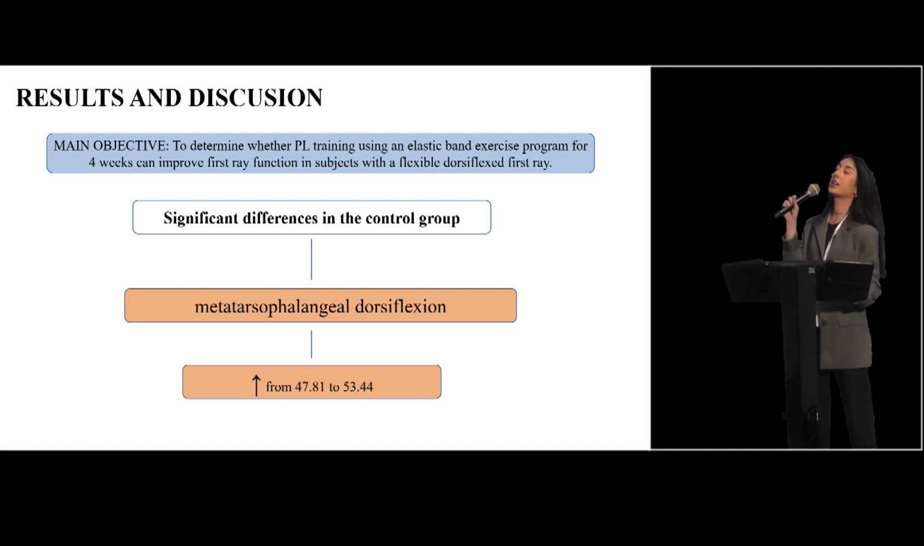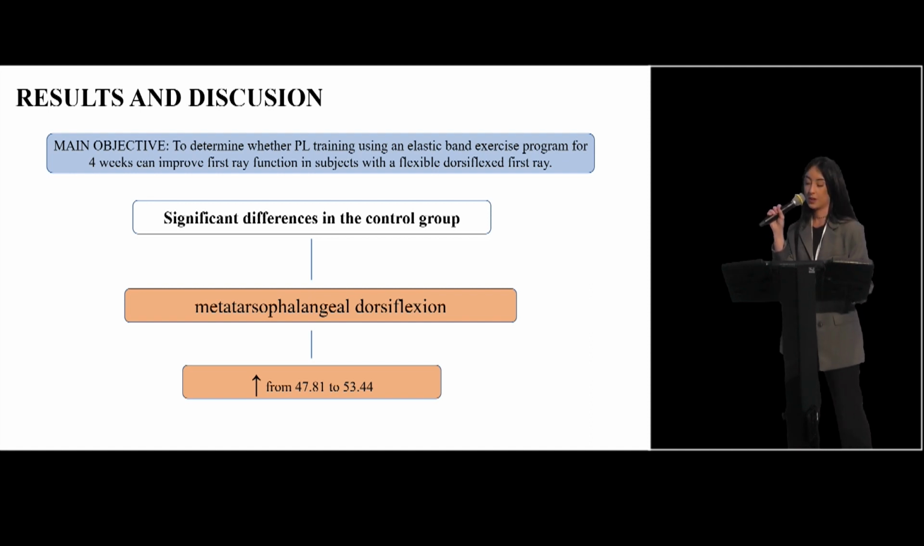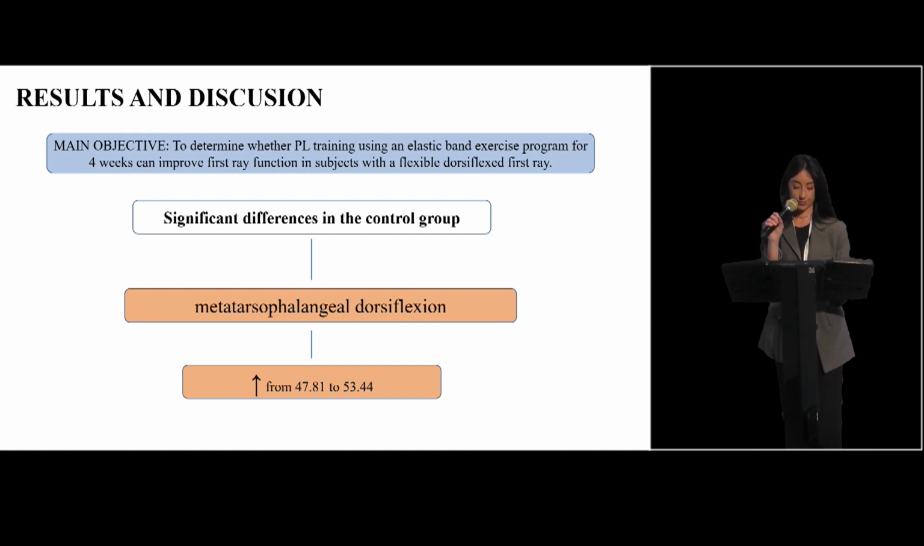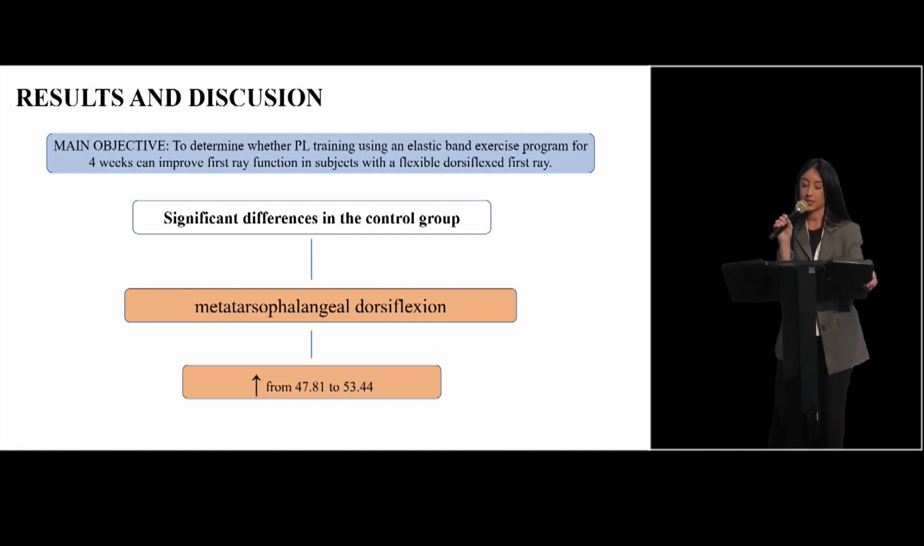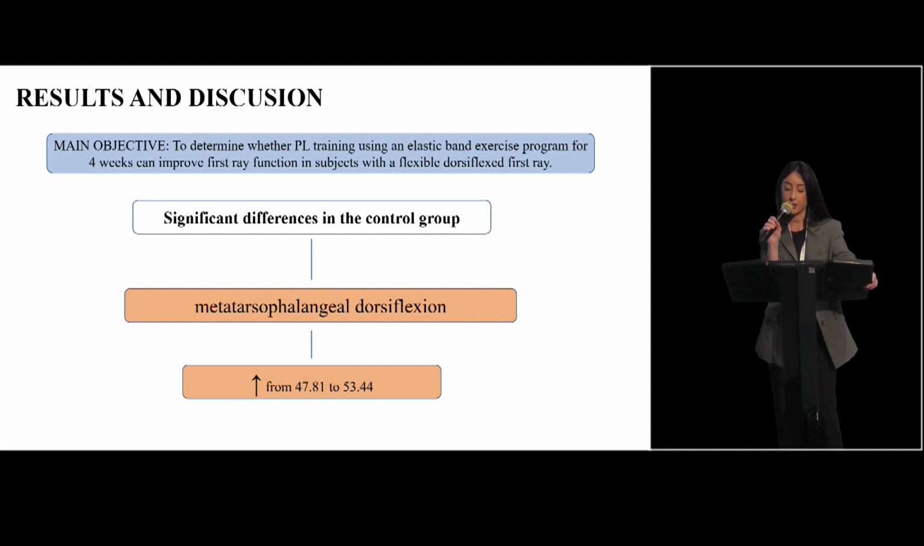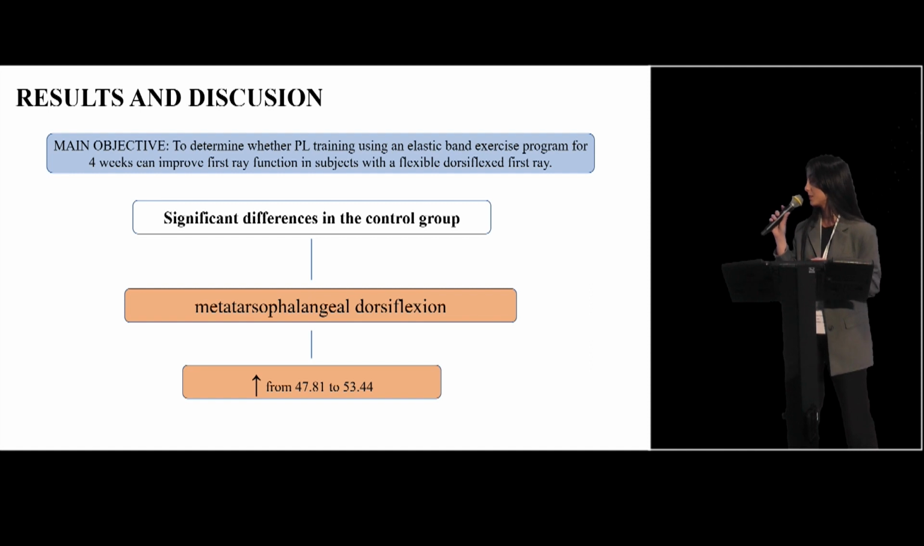Now, let's see the significant differences in the control group. They were only obtained statistically in the metatarsophalangeal dorsiflexion, although it increases. This difference of 5.6 degrees is low, because this measurement was obtained with the two-branch goniometer and the values are marked every 10 degrees, so it doesn't present clinical significance.